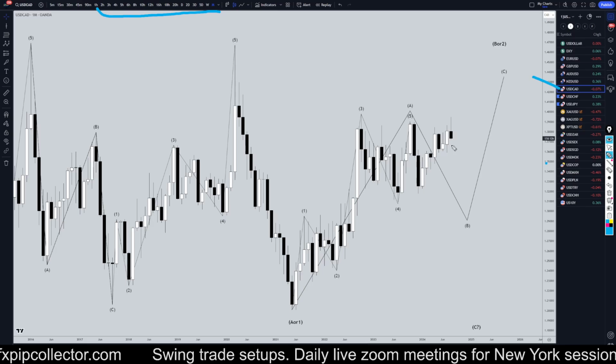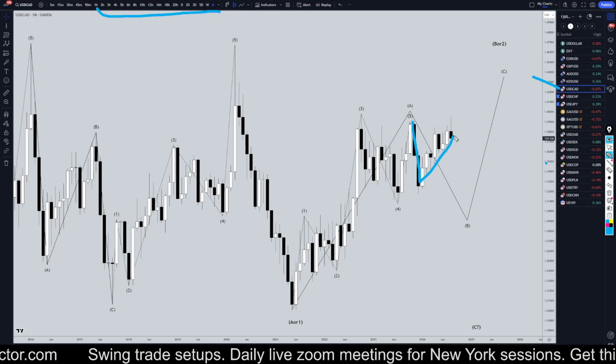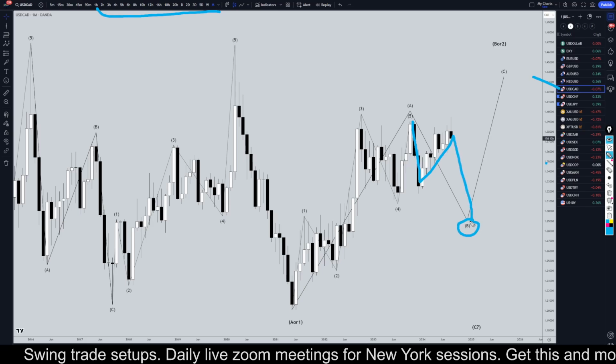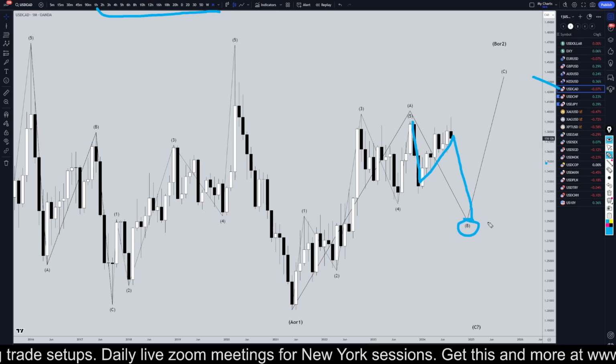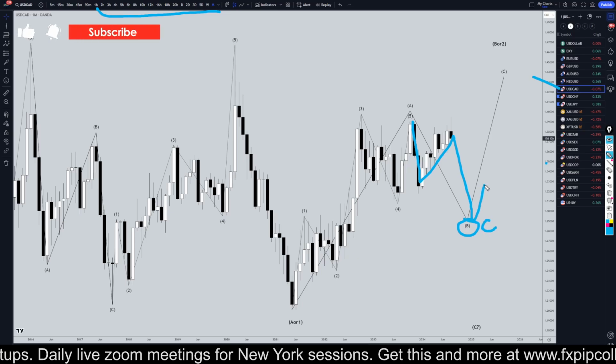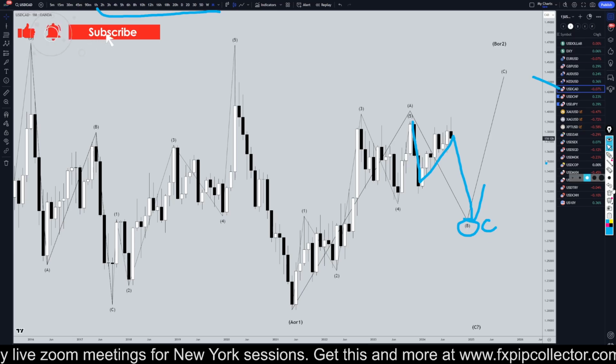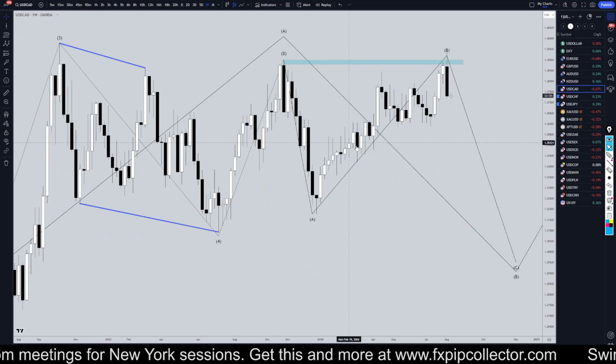So on the monthly, I still think this is an A, B, C of wave B that we're in right now. I still think we need to go down and make the wave C of wave B before we actually do make a bigger push to the upside. So let's keep that in mind as we go down to the weekly.